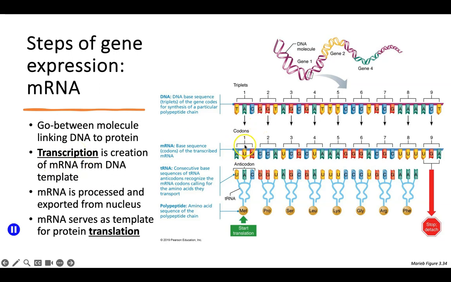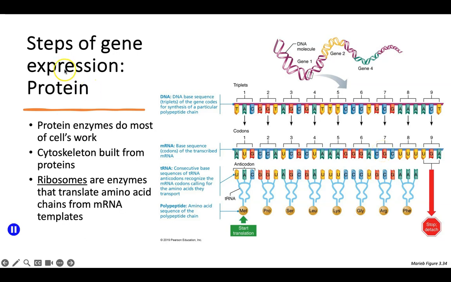That mRNA is then going to get processed, and it's going to get exported out into the cytoplasm, which is the location of all of those ribosomes. The mRNA is going to serve as a template for protein translation. So translation is, again, formation of a polypeptide from an mRNA template. So that's shown here. The final step here of gene expression, protein.